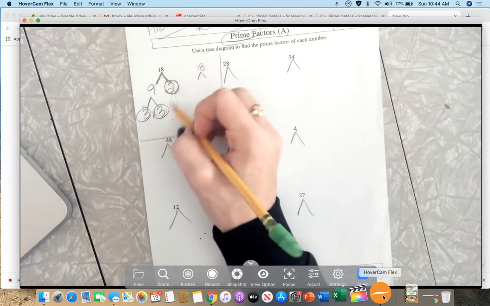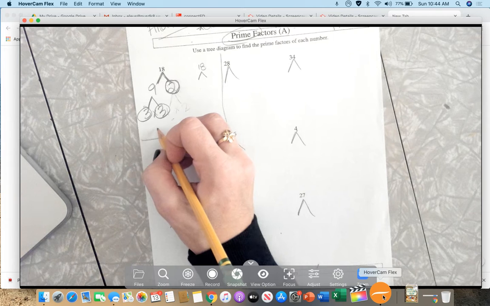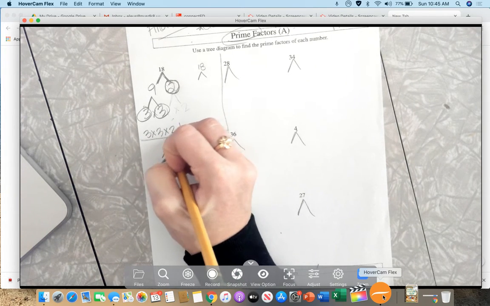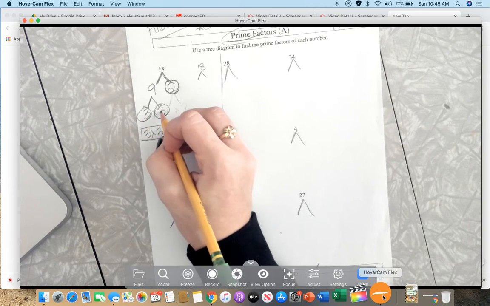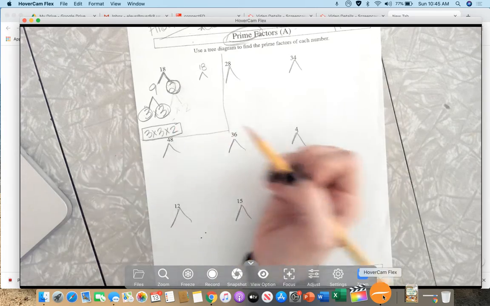I don't have any other numbers to factor out. So how do we write down the prime factorization? It would be 3 times 3 times 2. 3, 3, 2. So you're trying to get down to all of your prime numbers and then you're done.